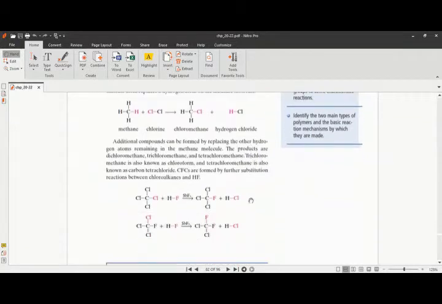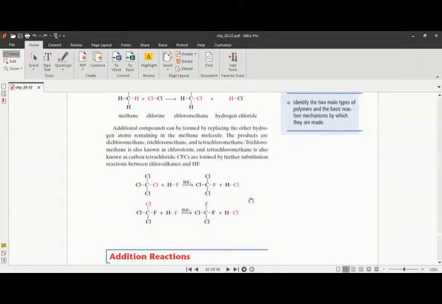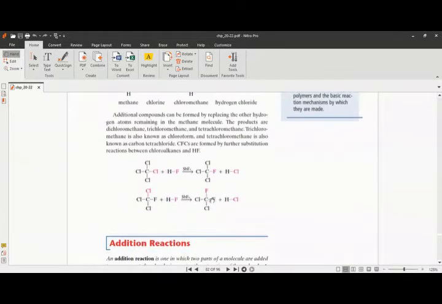Another example, if you remember, is when fluorine replaces chlorine in carbon tetrachloride. Why? Because fluorine is stronger and has more electronegativity than chlorine. That's why fluorine can replace the chlorine atom, and by continuing the reaction, every time you can replace a chlorine atom with fluorine in carbon tetrachloride to form fluorotrichloromethane, and so on.